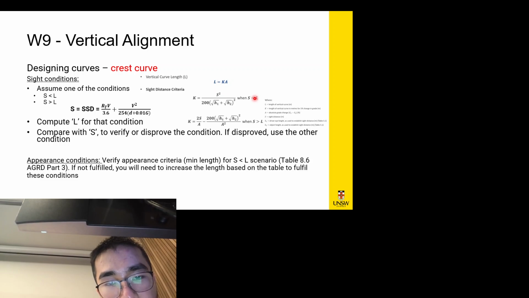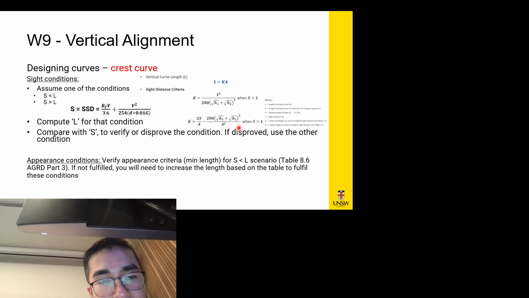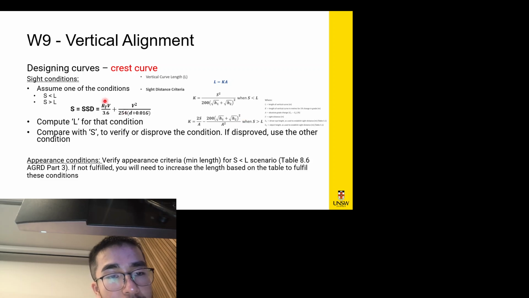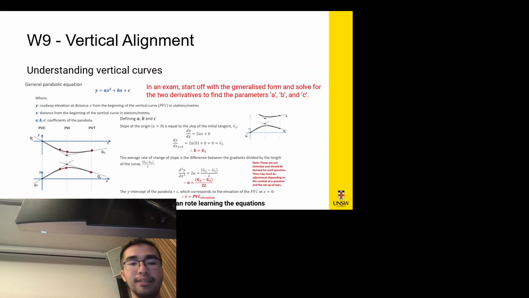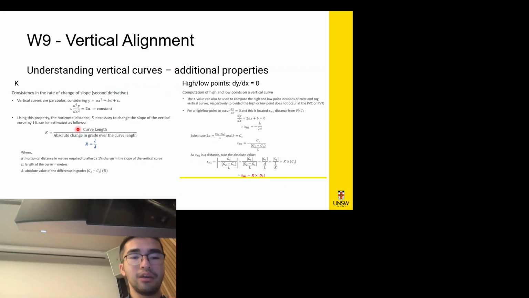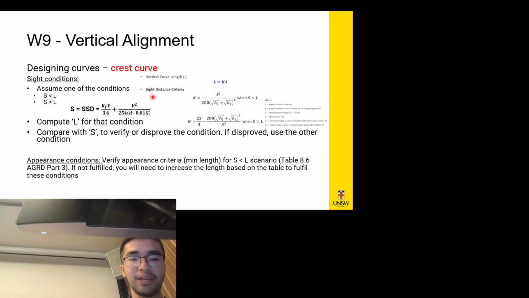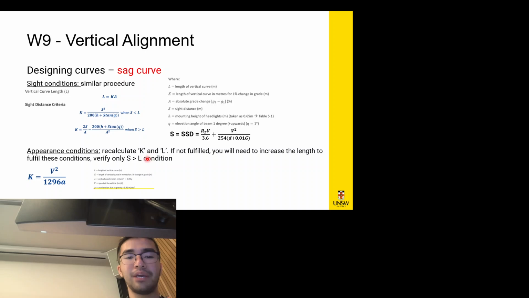See if S greater than or equal to L, or S less than L, is fulfilled. If not, you have to use the other one. In this case, S is equal to an SSD formula, and that's for the crest curve. So that curve is this type of curve. For the crest curve, you need to do that, and then you need to verify the appearance criteria as well.